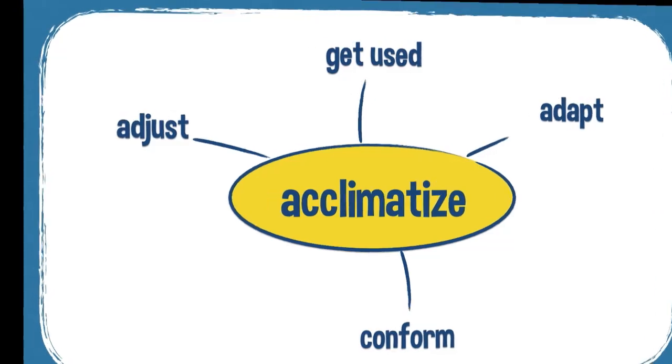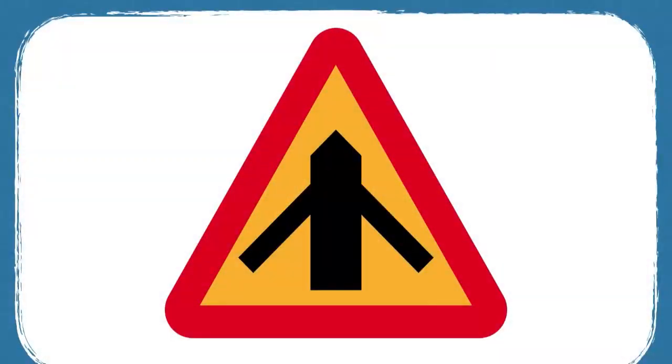Adjust. Here's your next word: merge. Merge. If one thing merges with another, they come together. They combine to make one whole thing. So here, 3 roads merge to become 1 road. And it's the same with rivers. 2 rivers merge to become 1 river. Also, you can have the same with companies, with business. If 2 businesses merge, they form a new company.